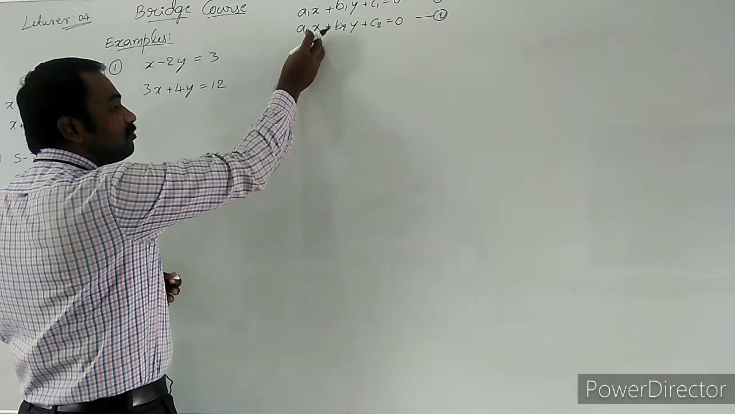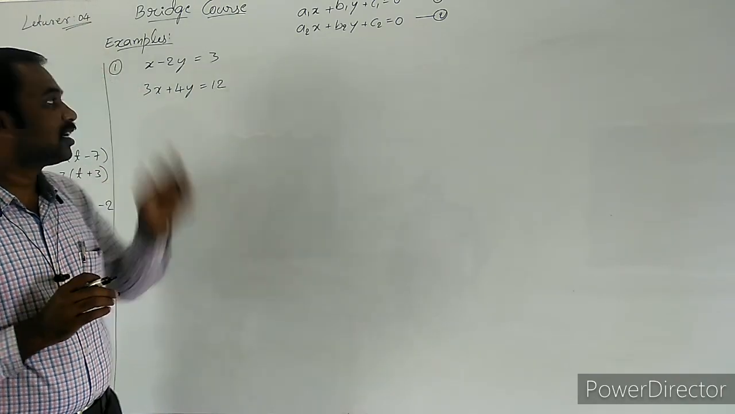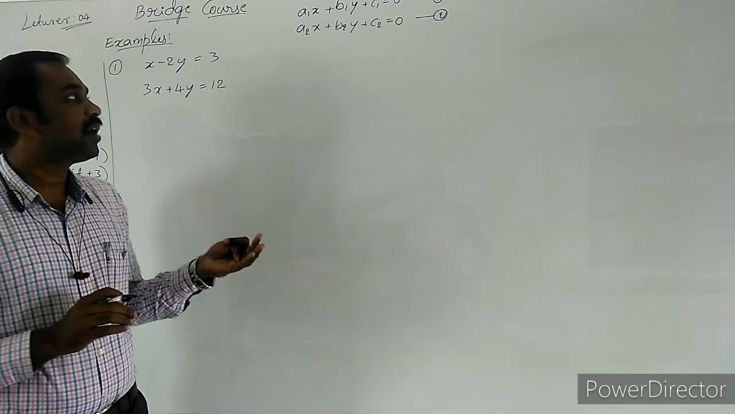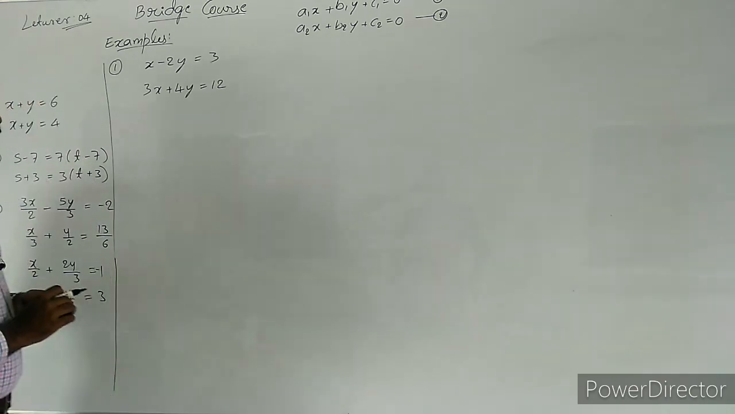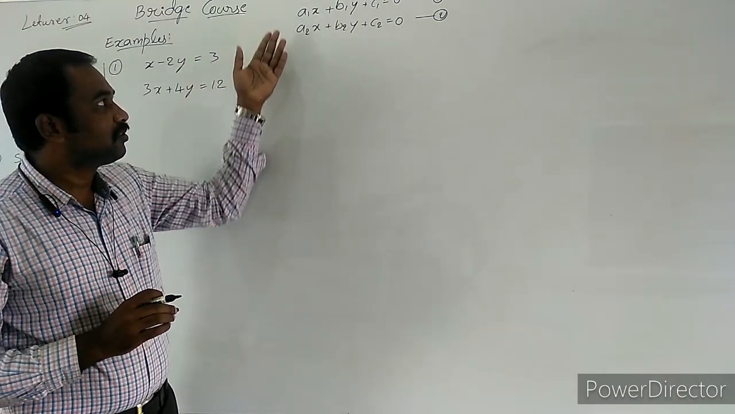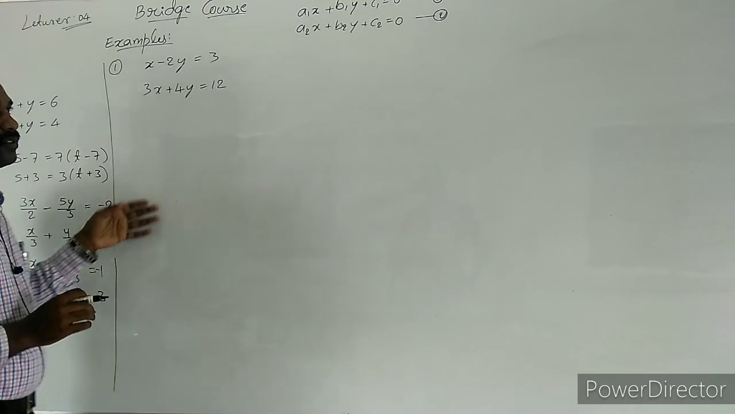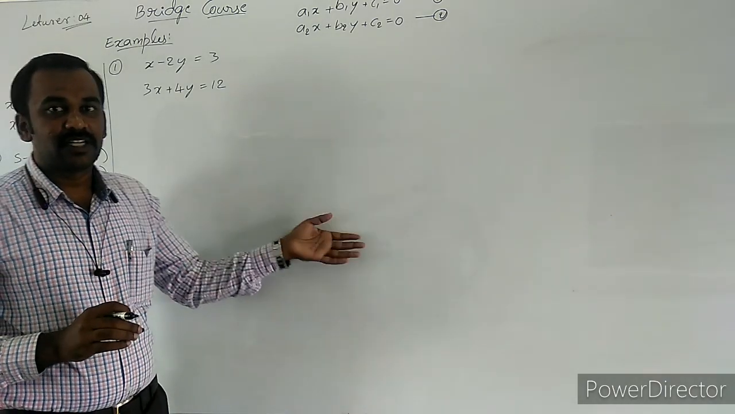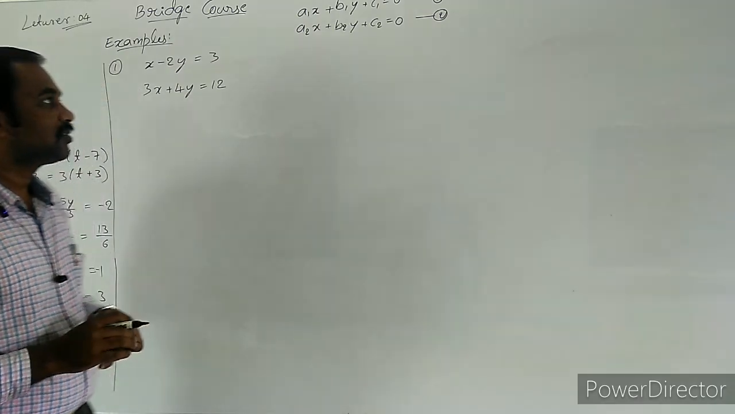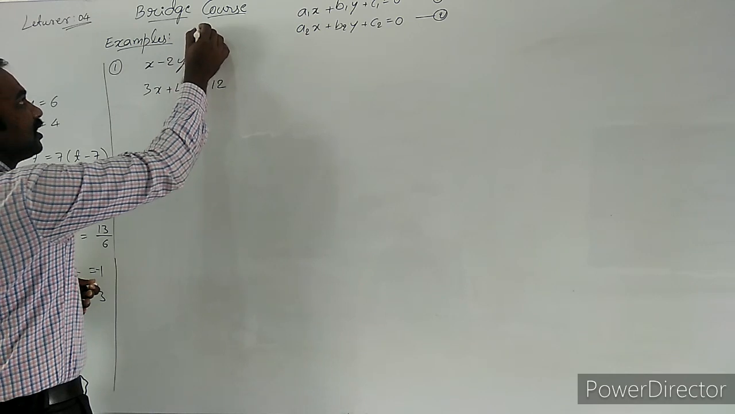There are three methods to solve these simultaneous linear equations. The first is the elimination method, then the cross multiplication method, and the substitution method. In this class, out of the three methods, if you know any one of them, that is sufficient. The easiest method I am going to tell you, because I need to get the x and y values very quickly in the PUC syllabus. So here I am going to solve by the elimination method.